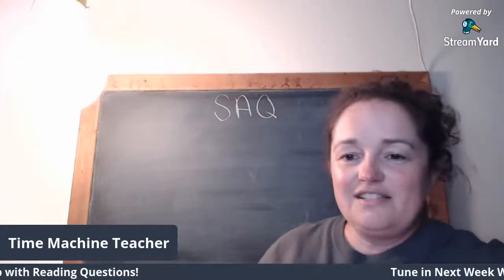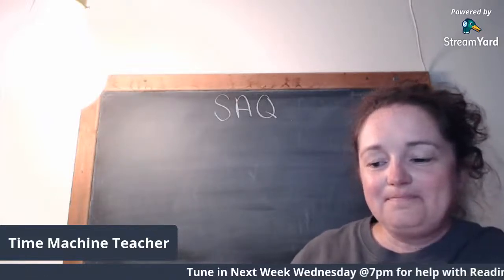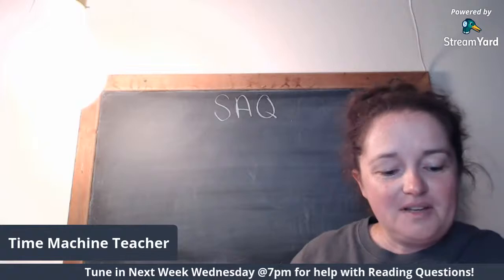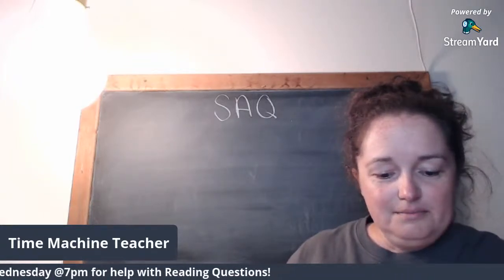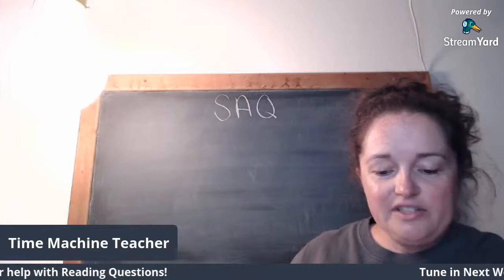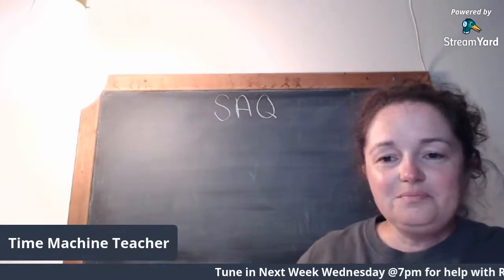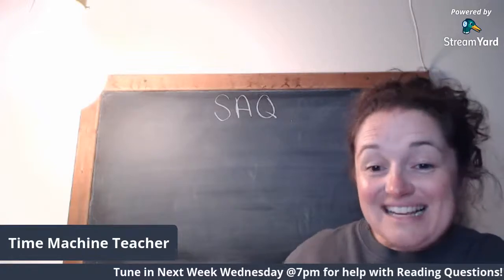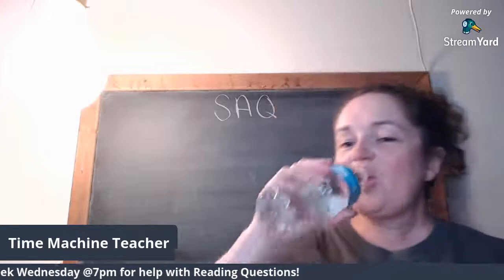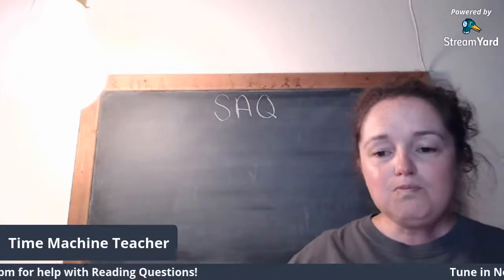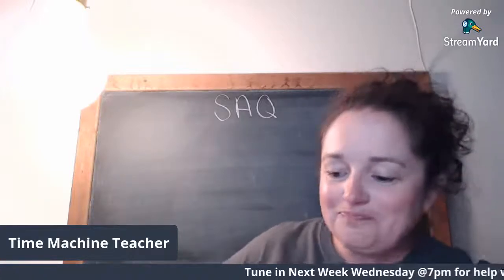Topic sentence for this one. I'm going to read the prompt again. Identify and explain one difference between two of the classical civilizations. Anybody? Who's it going to be? I'm just looking for the topic sentence. You know, I write the whole thing.